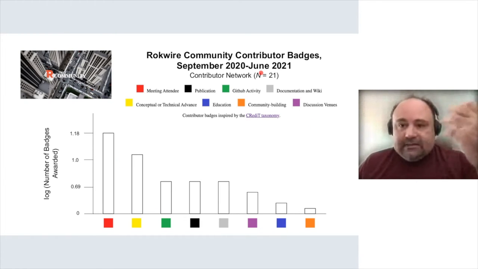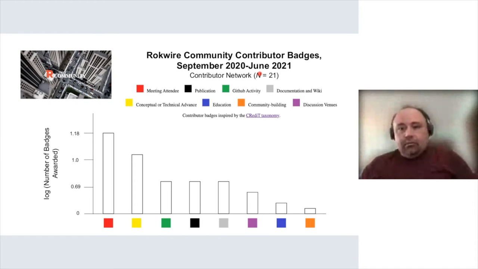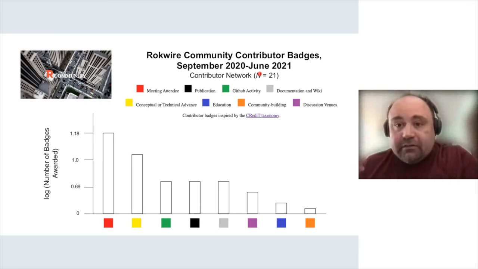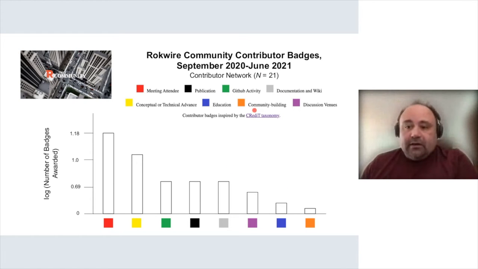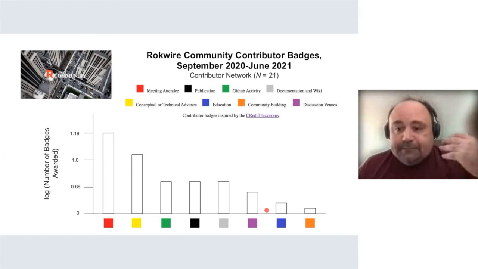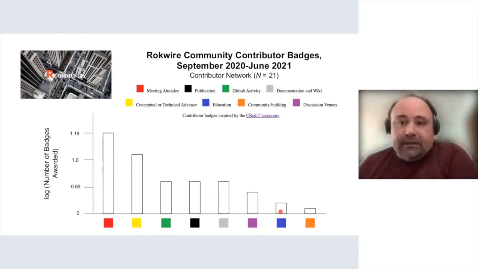In this sample, there were 21 individuals, and we wanted to look at what kinds of badges they earn. People can earn more than one badge, and you have people who have badges in common. You see that community building is very rare. People don't do that very much, but a lot of people attend meetings, and a lot of people contribute to conceptual and technical advances. You might predict that would be a little lower on the list, but anyways, education is low as well. So we can look at the way that people contribute to the community in this way, and there we can see a long tail.